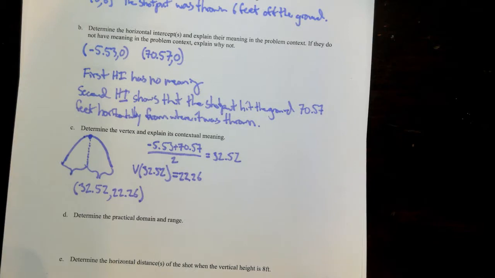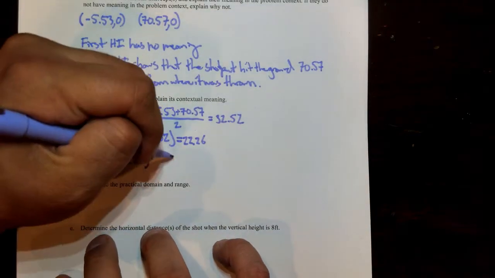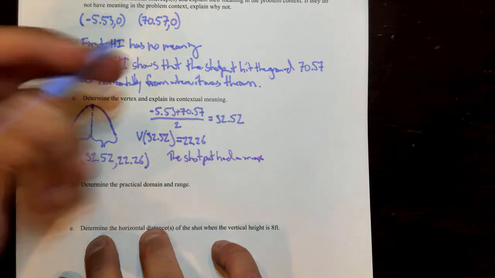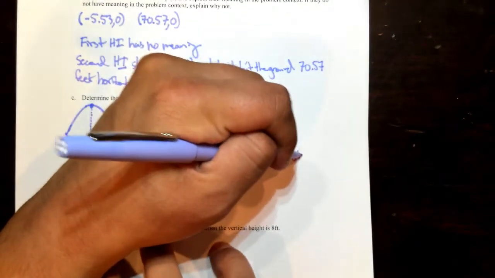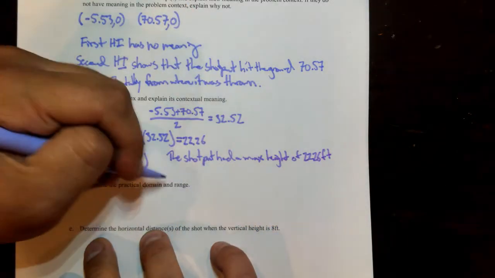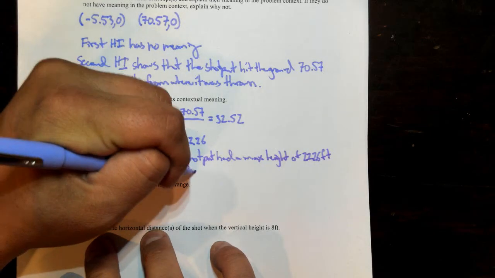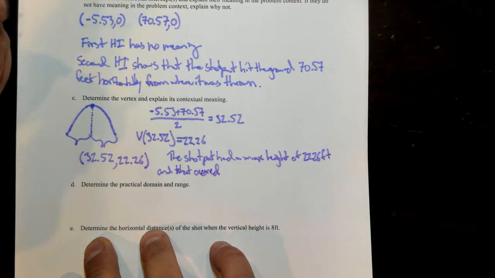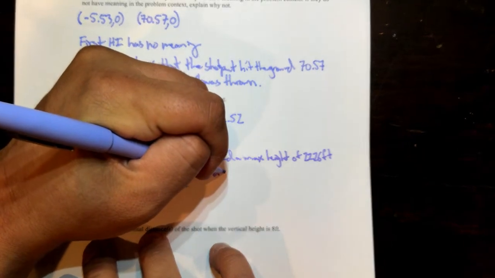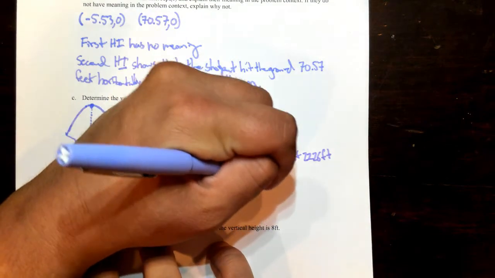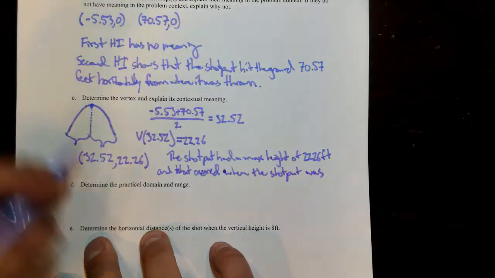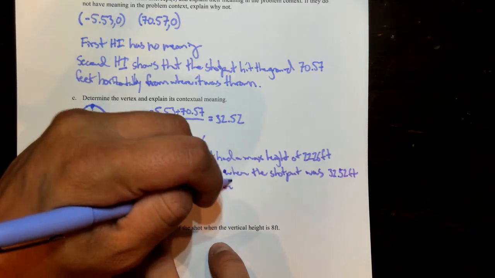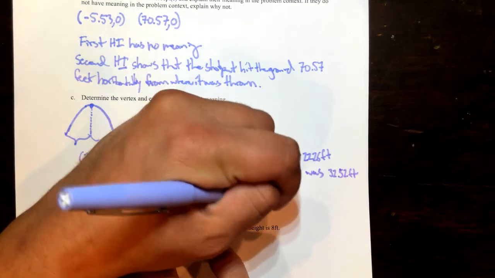Because remember, we're not dealing with time anymore. This is strictly position. So the shot put had a max height of 22.26 feet, and that occurred when the shot put was 32.52 feet horizontally from where it was thrown.